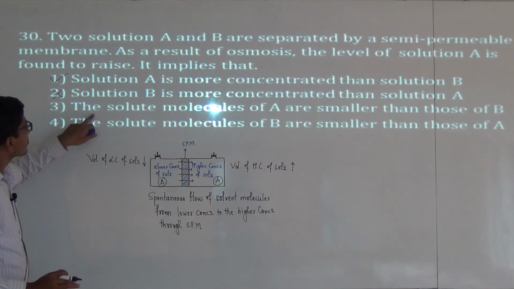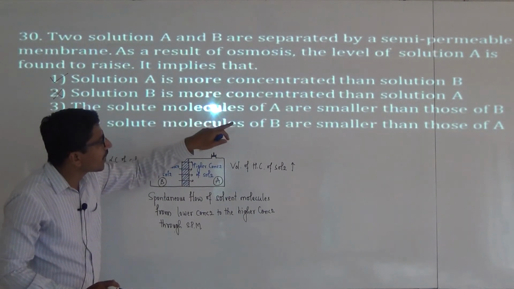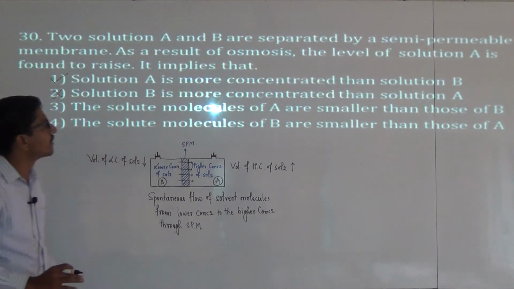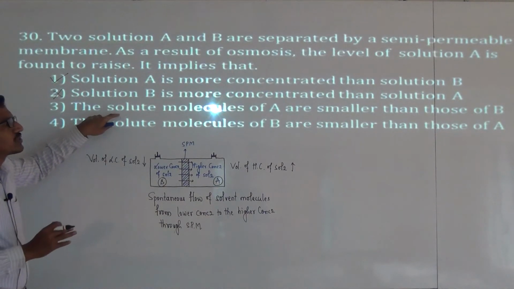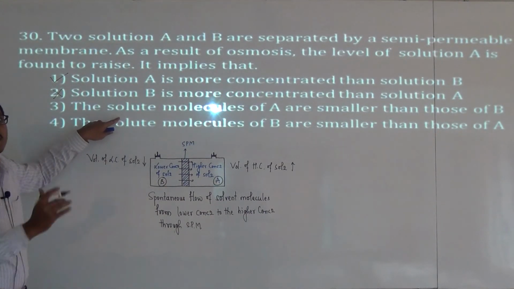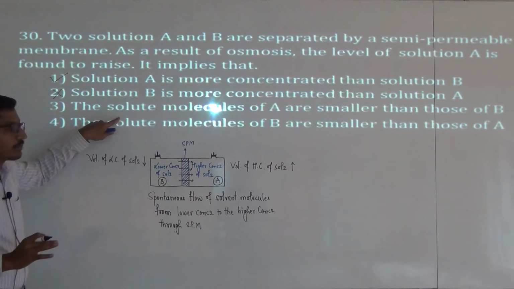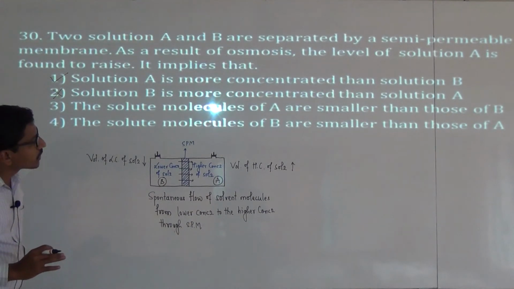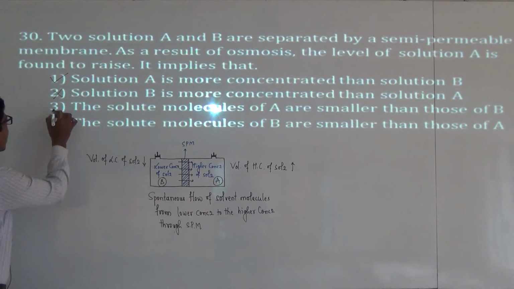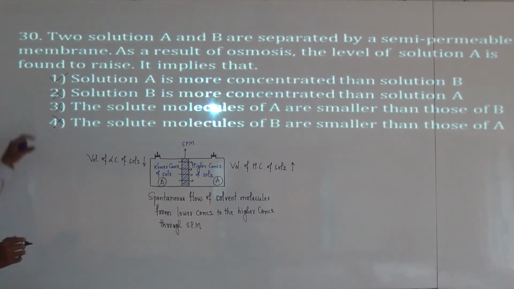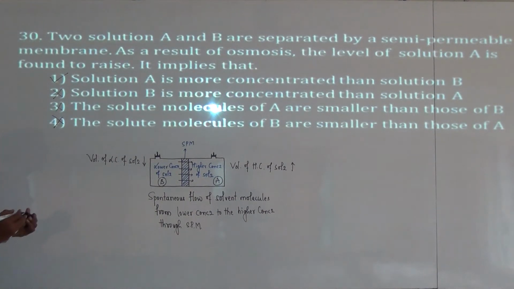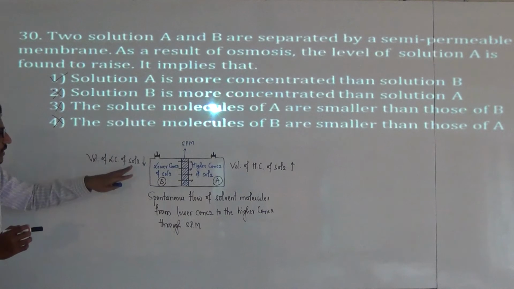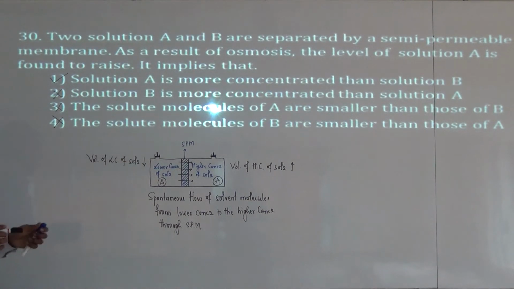Then the third option is the solute molecules of A are smaller than those of B. The size of the solute molecules does not matter, only the number of solute particles affects osmotic pressure. And the last one, the solute molecules of B are smaller, the size does not influence the osmosis process. Only the first option, solution A is more concentrated than B, is right based on this concept.